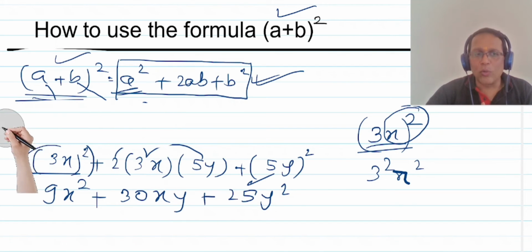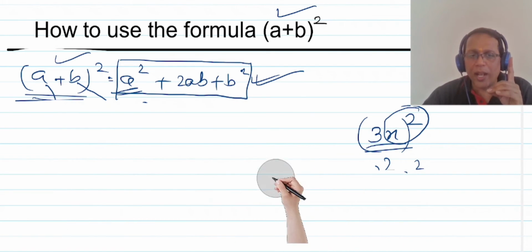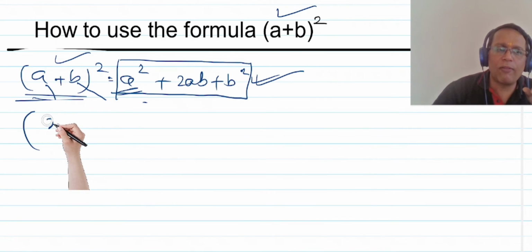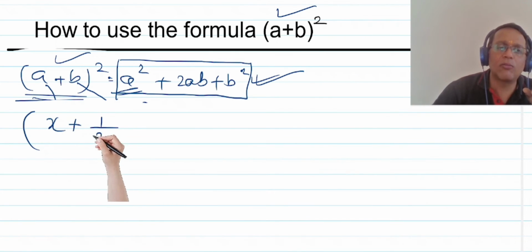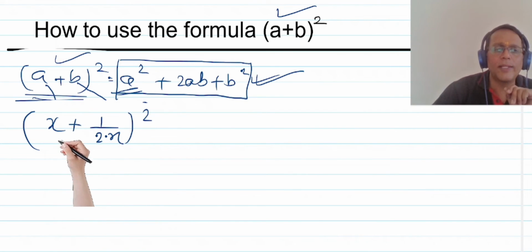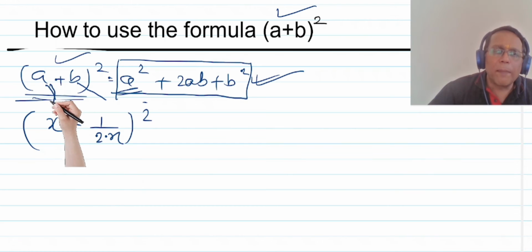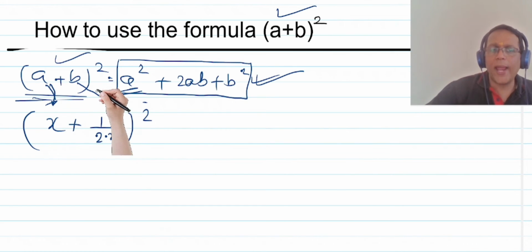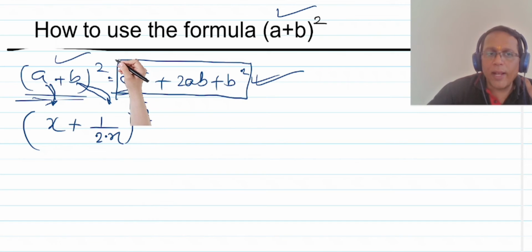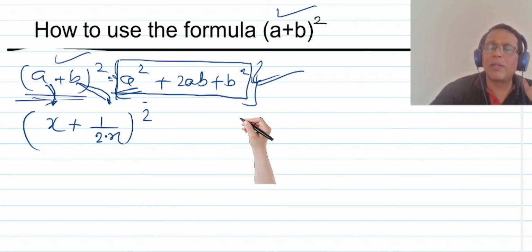I am going to tell you one last question. This is the last question. Very short video. Okay. Last question. One with a fraction. Okay. (x + 1/2x) whole square. Let's see how to solve it. Again, just replace this a by the first term x and b by the second term 1 by 2x. Okay, put the values here, a square plus 2ab plus b square.